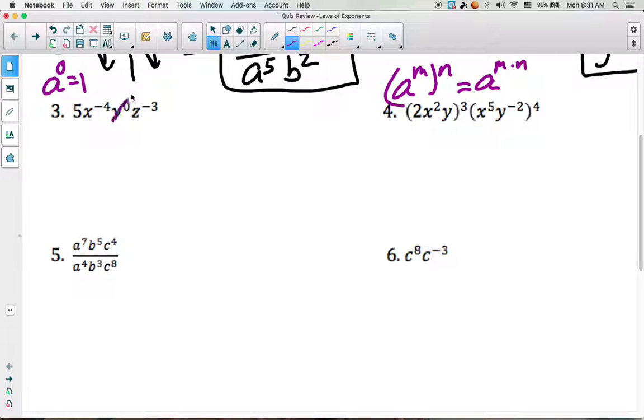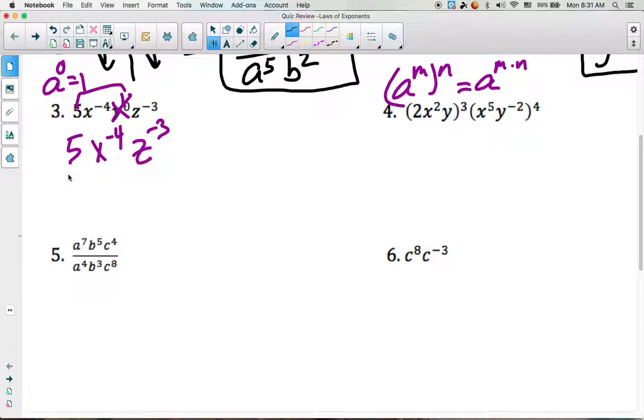I can go ahead and just cross that out, act like it's not even there, because if that was a 1, now take the 1 times the 5 and it just gives me 5. So we can just act like it's not even there. Just cross anything that's a zero exponent out. And then we've got to go back through and we look and we have an x and a z. I can't combine those, but I have these negative exponents.